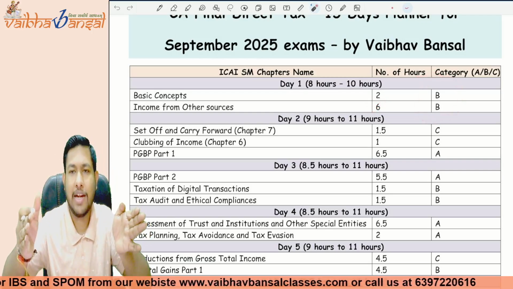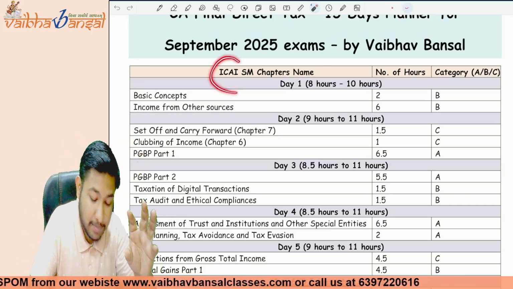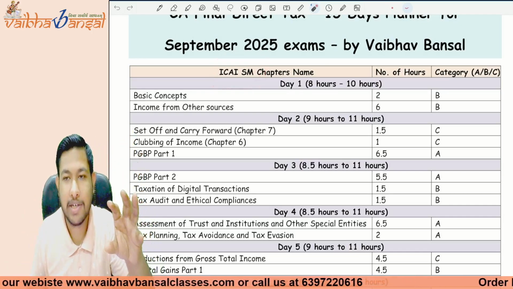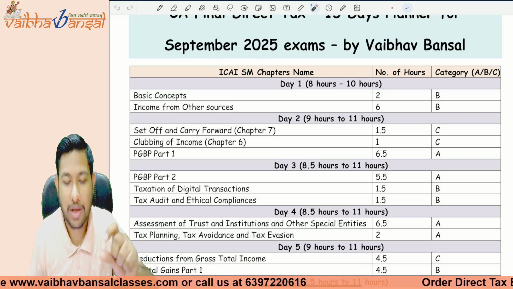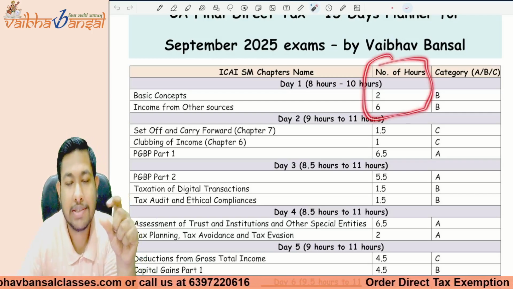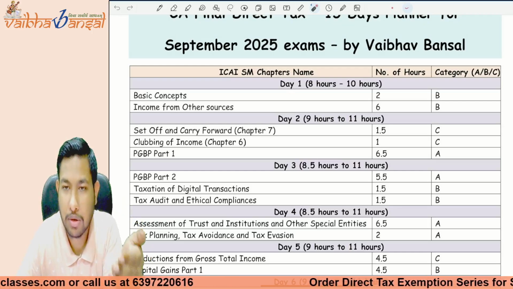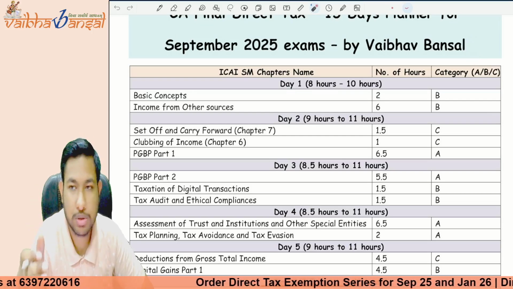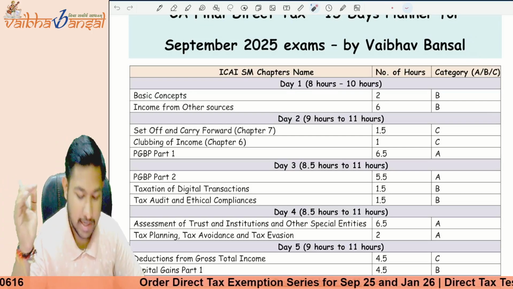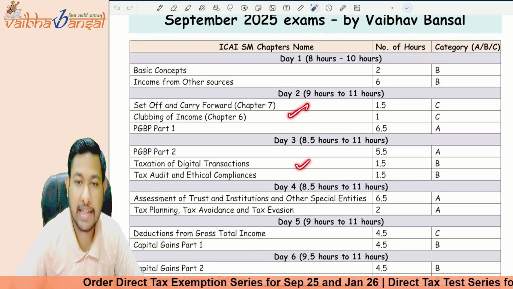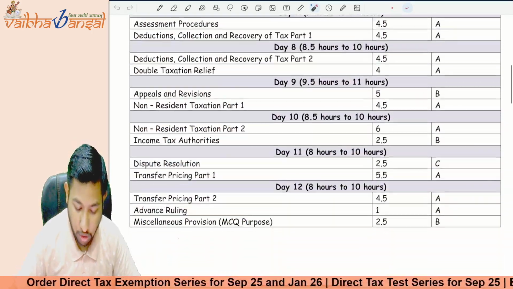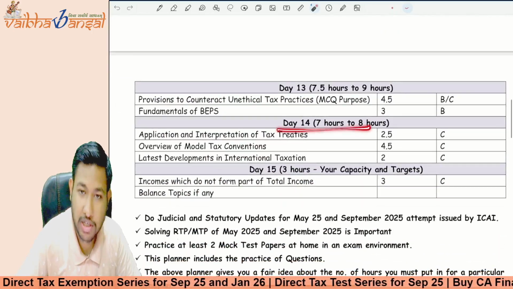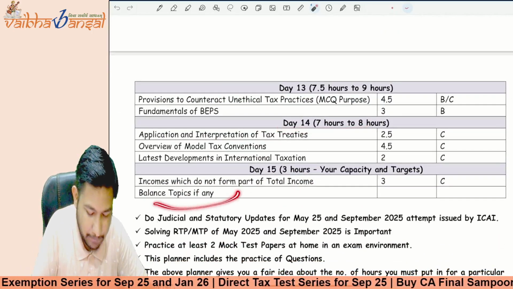I have divided everything by the ICAI study material chapters for common use, and also the number of hours that you should allot to each particular chapter, along with the category it belongs to, whether A, B or C category. Then day 2, day 3 and day 4 and so on, you will go up to day 14, and day 15 will be all the balance topics.